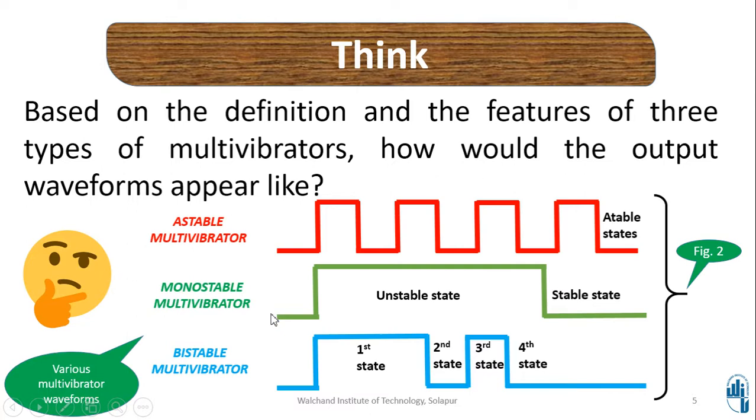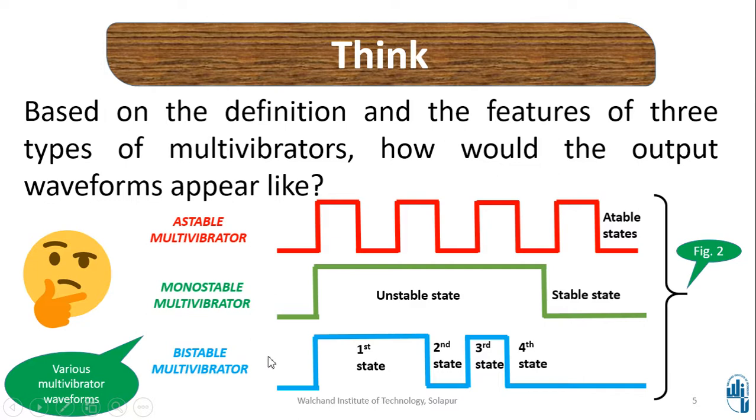The second is the monostable multivibrator. It provides an unstable state when you provide a manual trigger at this point, and it remains in the unstable state until the time constant, which is defined by the RC network that is a part of the monostable multivibrator circuit.